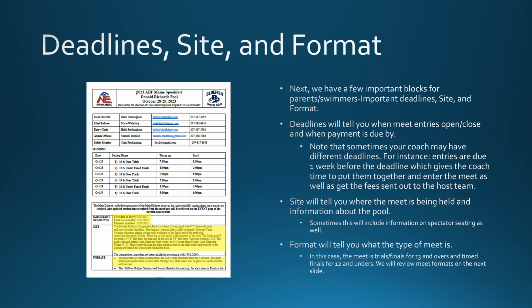The site is going to tell you where the meet is being held and any information about the pool. It might include information about spectator seating, where the meet is at, all that kind of stuff. The format is going to tell you the type of the meet. Typically, you'll see either prelims finals or timed finals. We're going to go over both of those on the next slide.